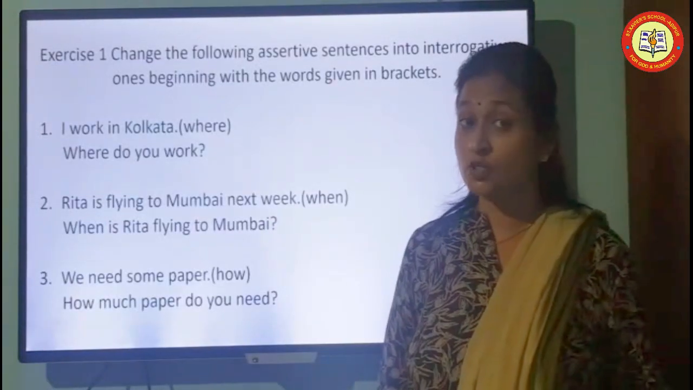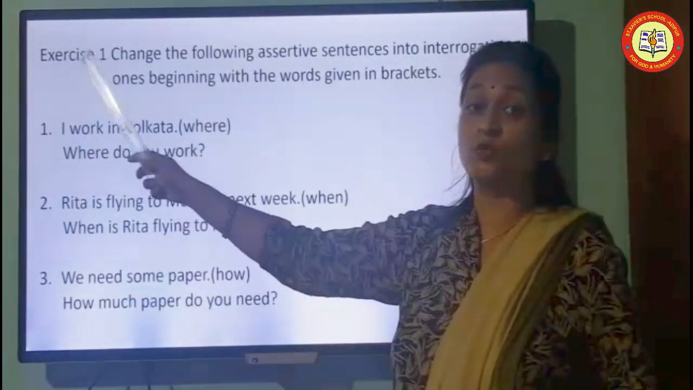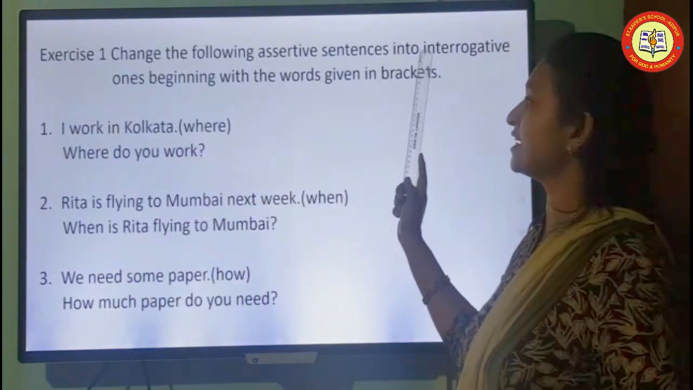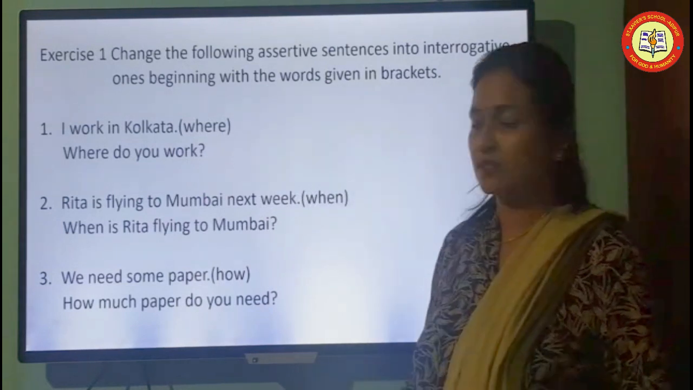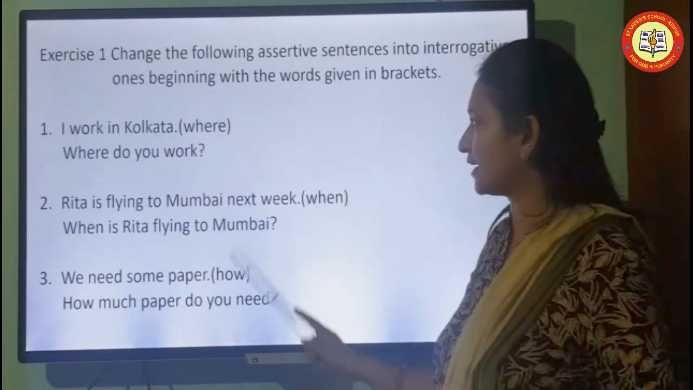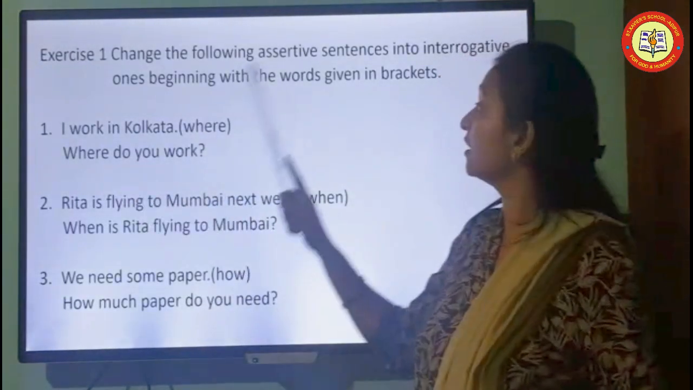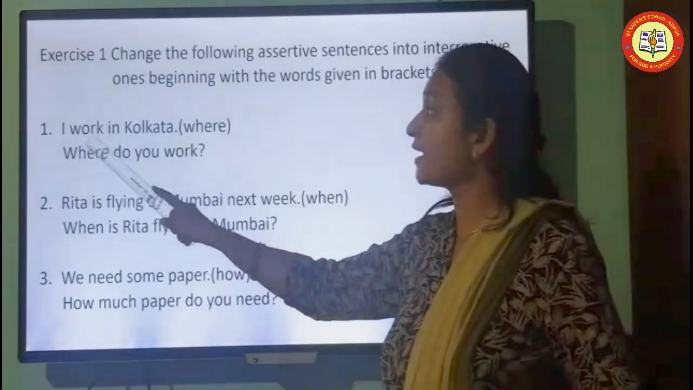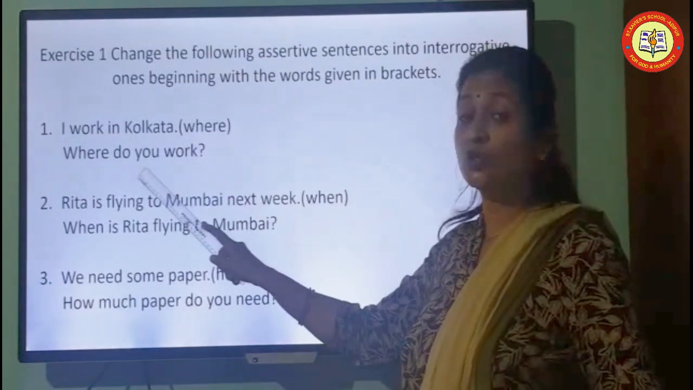I hope you have understood the sentences very well. Based on that, let's do exercise 1. Change the following assertive sentences into interrogative ones, beginning with the words given in the bracket. Already you can see in the bracket they have written the words. So based on these words, you have to make the sentence into interrogative ones. I work in Kolkata. Where? Where do you work?